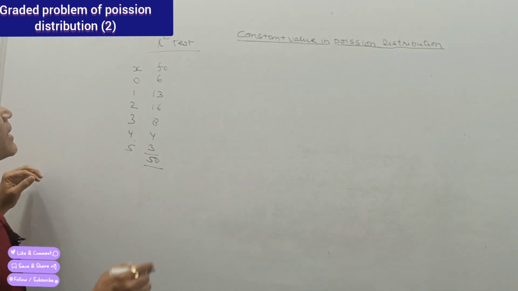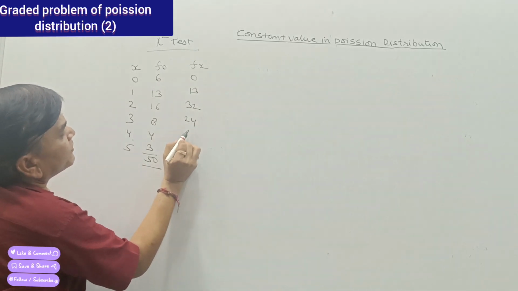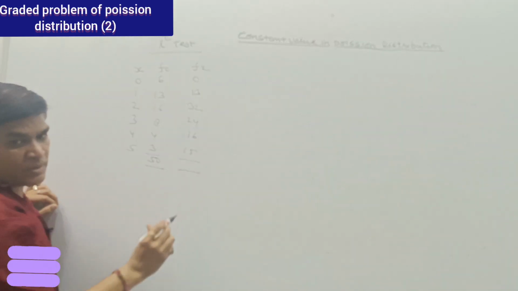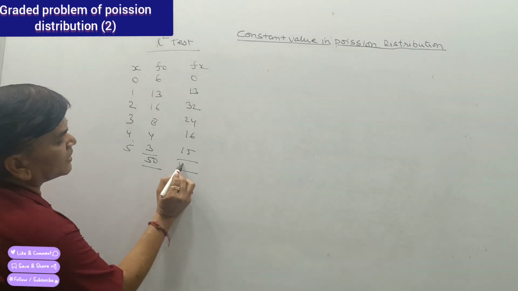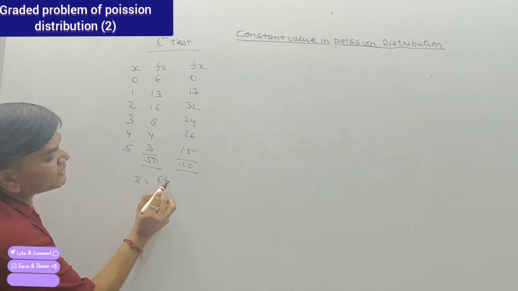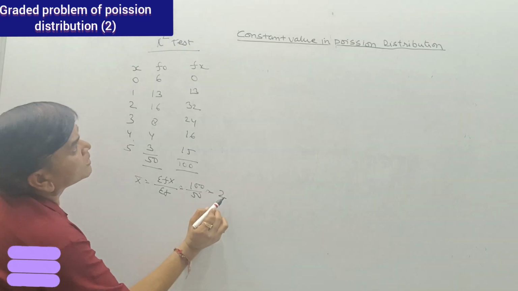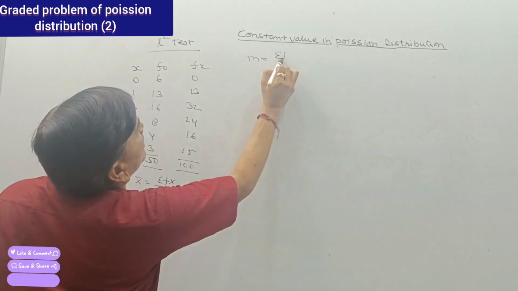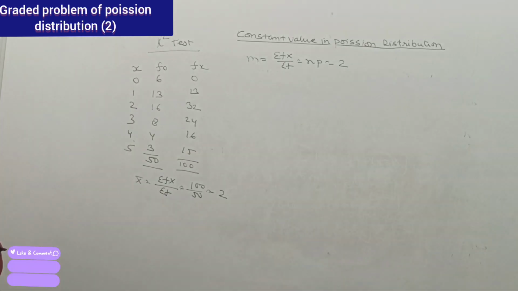So for checking the data, firstly we will have fx, that is 13, 32, 24, 16 and 15. Firstly we will add these data for getting the m value. 13 plus 32 plus 24 plus 16 plus 15. So that is 100. So the arithmetic mean is sigma fx upon sigma f, that is 100 upon 50. So the m value, that is sigma fx upon sigma f, that is np, that is 2. So m value is 2.